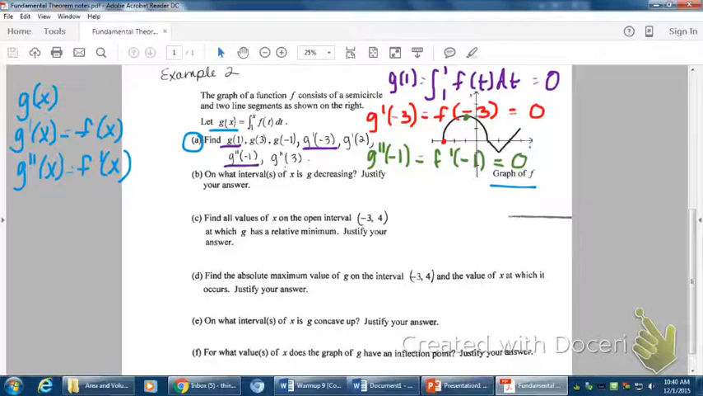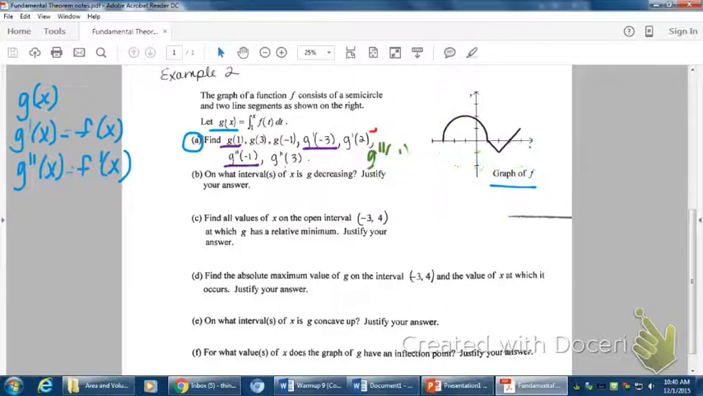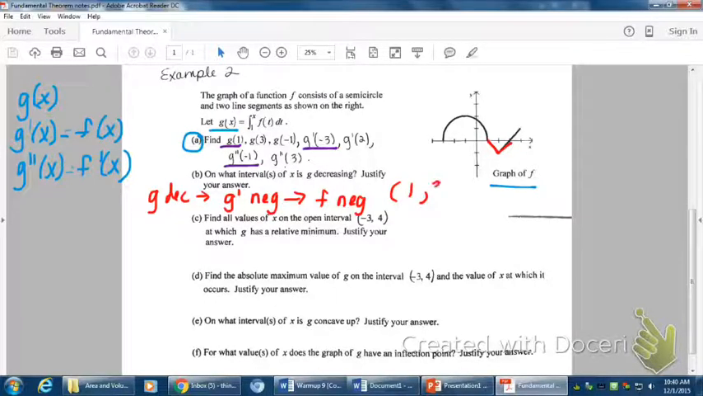Alright, B. I'm going to erase this so that I can write on the graph. B says, on what intervals of x is g decreasing? Alright, g decreasing means where g prime is negative. Well, g prime is f, so I want to know where f is negative. And this goes back to that big chart thing that you've got to memorize or think about. So f is negative, or below the x-axis, from there to there. So that would be from 1 to 3.